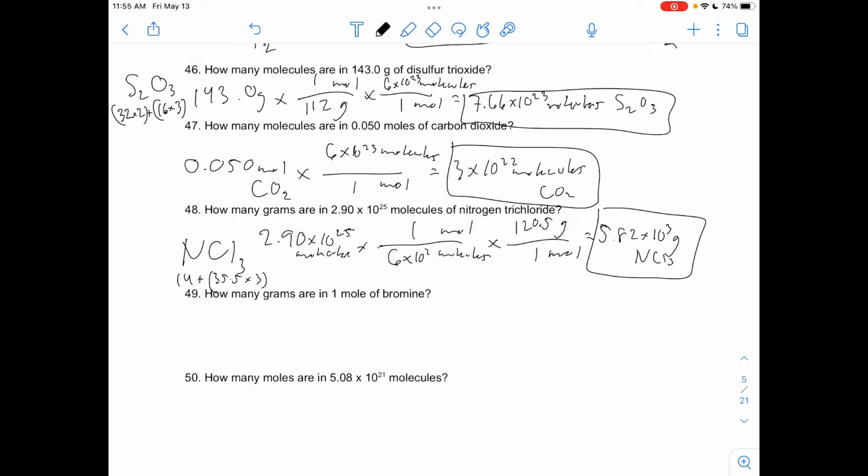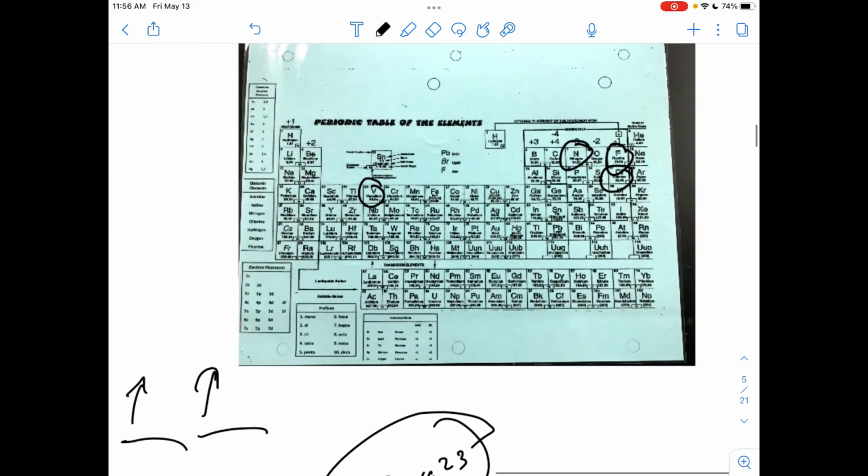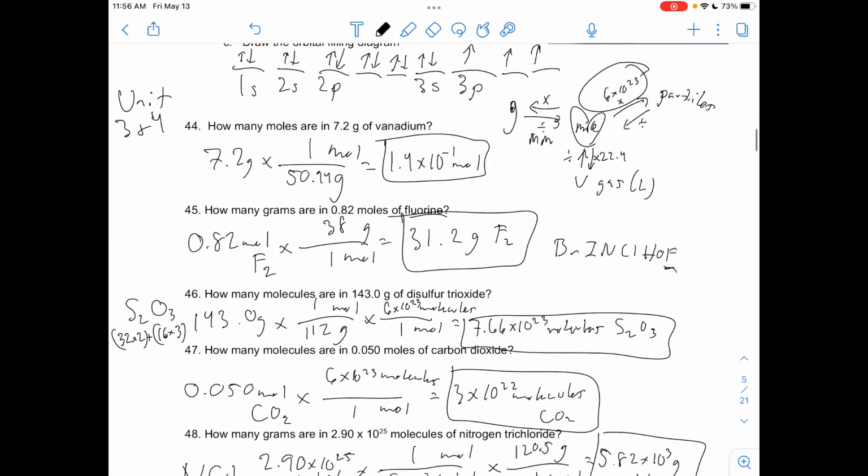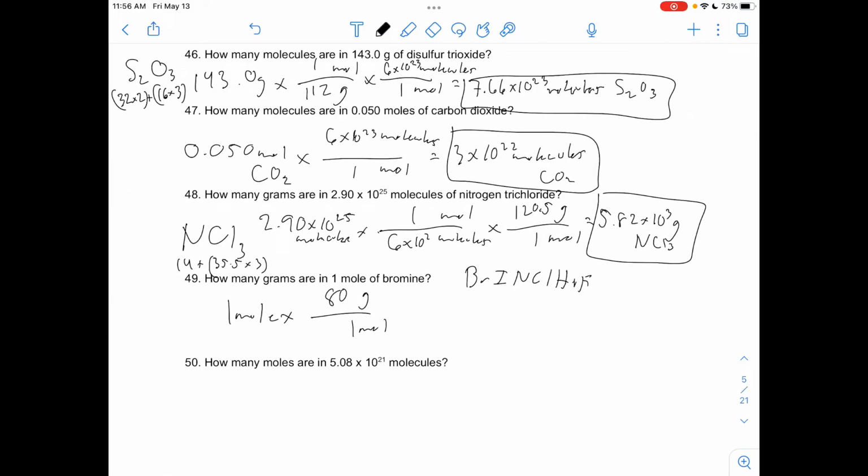Okay, great. 1 mole of bromine, how many grams? So again, bromine is a diatomic. So in 1 mole of it, how many grams of it do I have? If I look at bromine, bromine is right over here. So 79.9, you can just round to 80. But there's 2 of them, since bromine is Br2, so 160. And 1 times 160 is just going to be 160 grams of Br2.